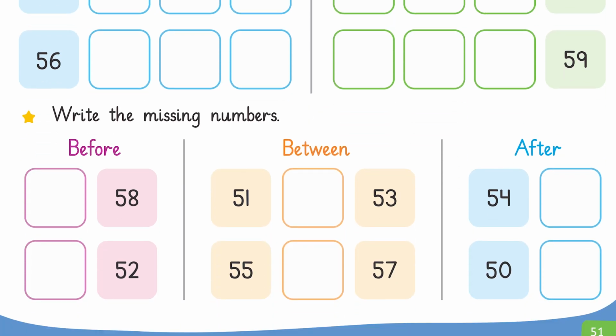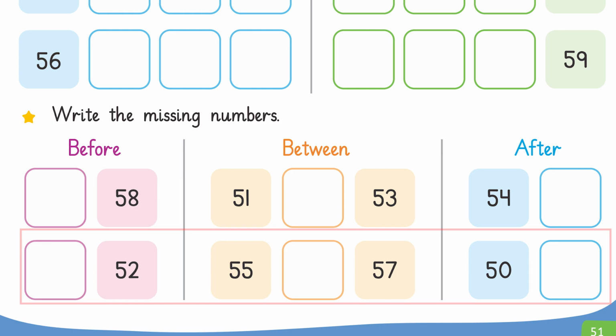The next question says, write the missing numbers. So here we have 58. What comes before 58, my dear kids? Yes, it's 57. Then what comes before 52? It's 51. The second part says, what comes in between these numbers? 51, then a missing box, then 50. And what comes after? 54 and 55. So here 3 concepts are given which we have done before.